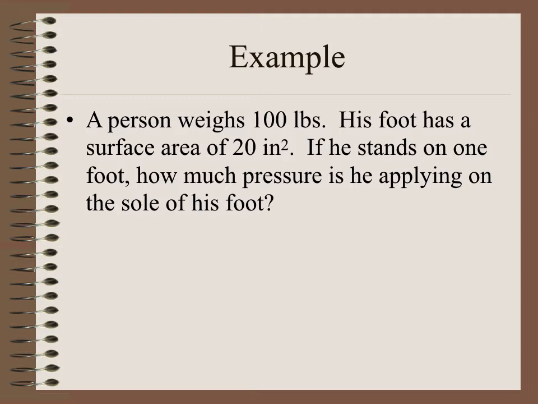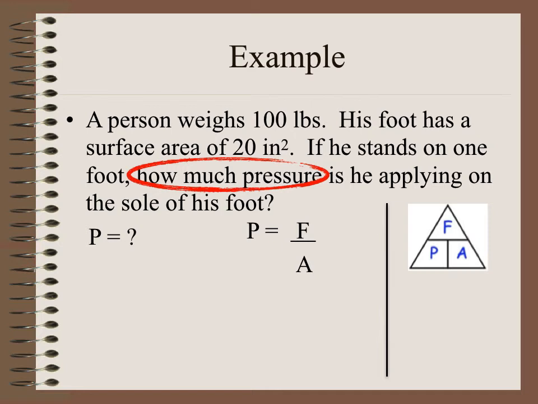Now let's take a look at an example. A person weighs 100 pounds. His foot has a surface area of 20 square inches. If he stands on 1 foot, how much pressure is he applying on the sole of his foot? So as usual, we start by identifying what it is we're looking for, the pressure. And we now put down our formula. Now remember, our formula can be our fraction, or it can be in the form of the triangle. In either case, we see that we need a force and we need an area.